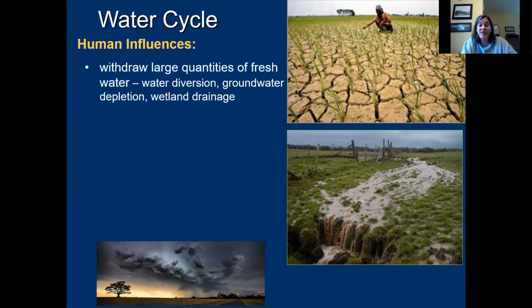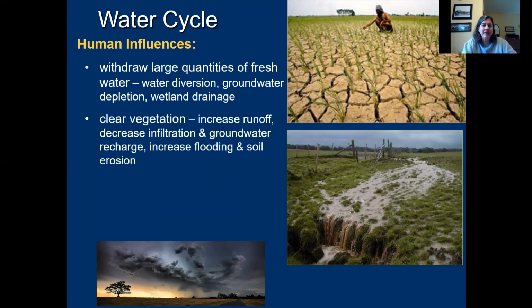What are we doing to the water cycle? We take large amounts out, water diversion from lakes, from aquifers. We convert wetlands, we drain them and build over them. We have modified the surface of Earth quite a bit. We clear vegetation, which, as we mentioned a few slides ago, can change the amount of transpiration, water vapor going into the air, but it can also increase runoff. So instead of as much water infiltrating into the ground, more of it runs off. Same thing if we pave over ground.